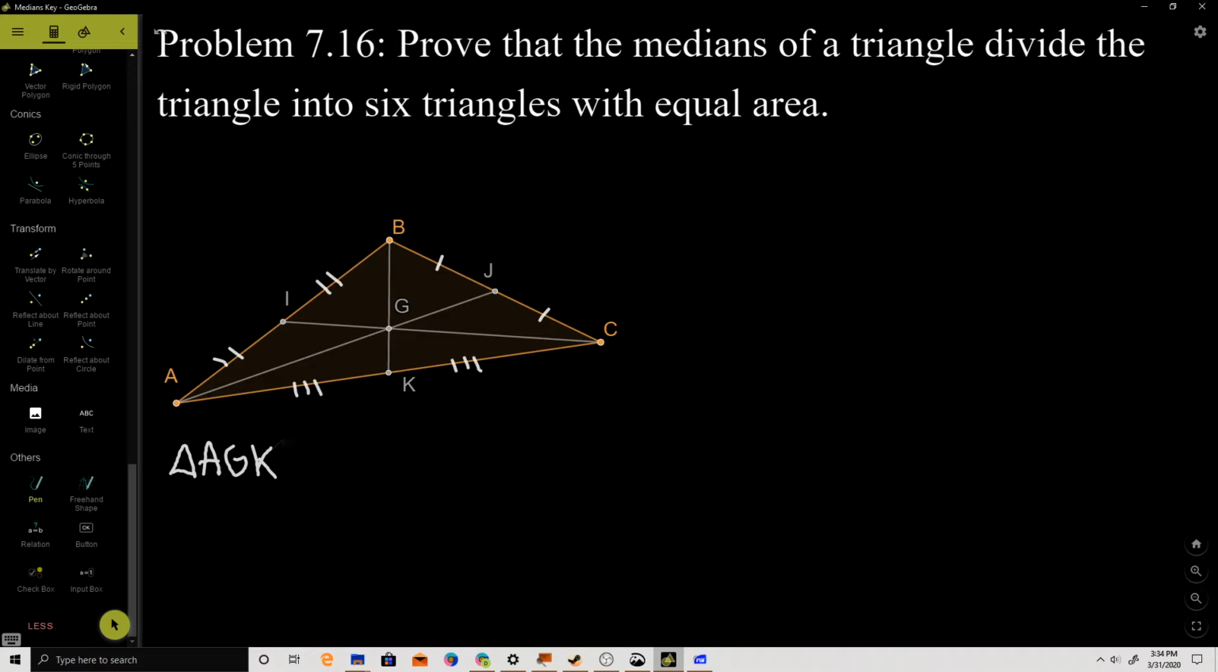So I'm going to say triangle AGK and triangle CGK have the same bases, or base lengths, I should say.